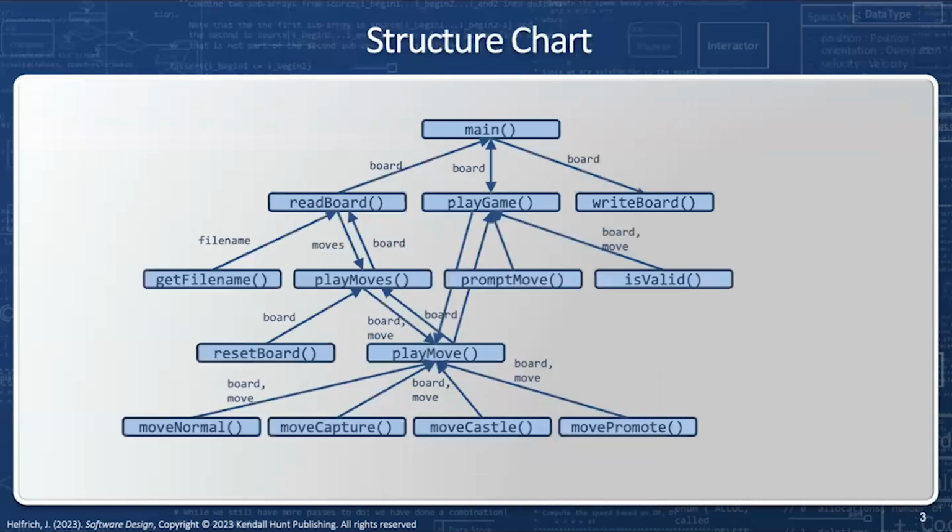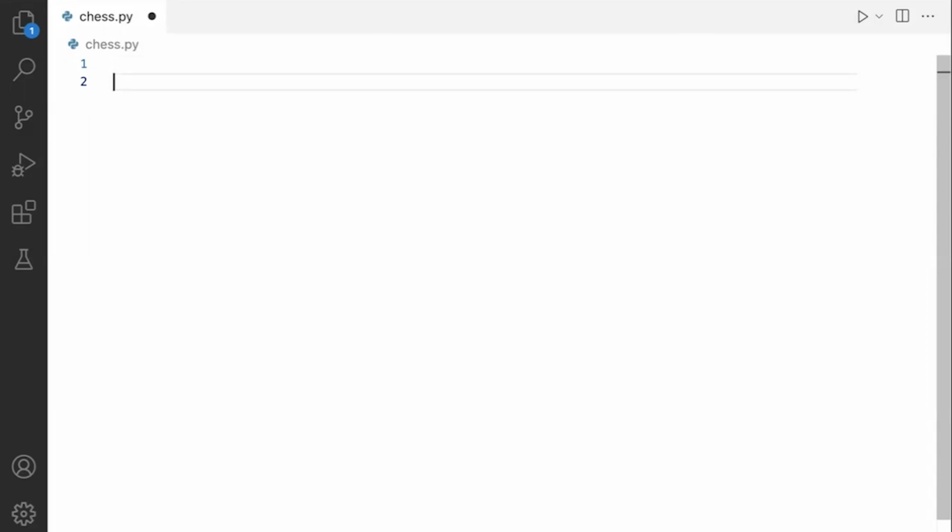So let's take this structure chart for a program that plays chess. I can read the board, play the game, and write the board. And then it allows me to play the moves one at a time and validate the moves and a whole bunch of other things. There's a lot of functions here. How am I going to turn this into code? Well, let's demonstrate that. So how should I start?